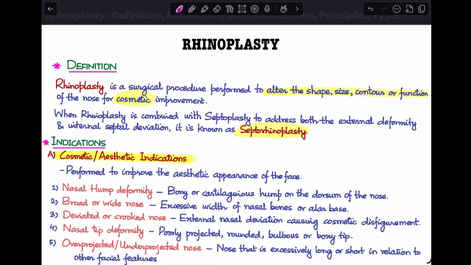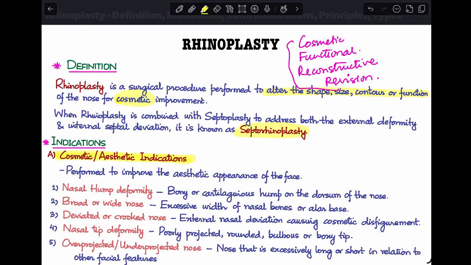Now, what are some indications of rhinoplasty? Whenever we are asked about the indications of rhinoplasty, we first classify the indications into four types. We have the cosmetic or the aesthetic indications. Then we have functional indications. Then we have reconstructive indications, and lastly, we have some revision surgeries. So we'll talk under each one of them. First of all, talking about the cosmetic or the aesthetic indications. The prime purpose over here is basically to improve the aesthetic appearance of the face.